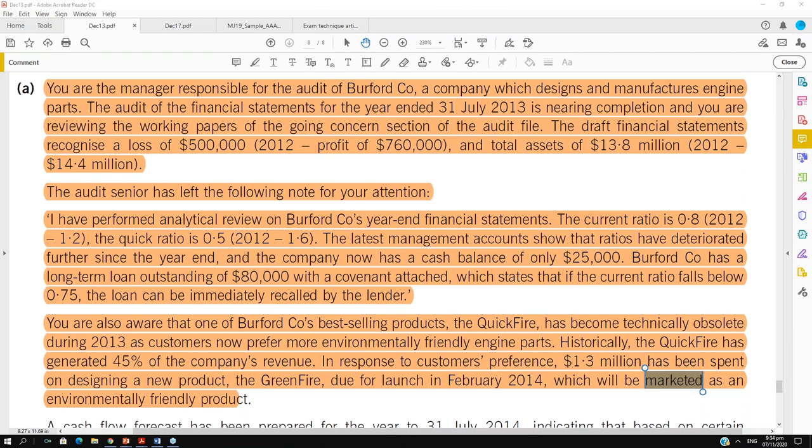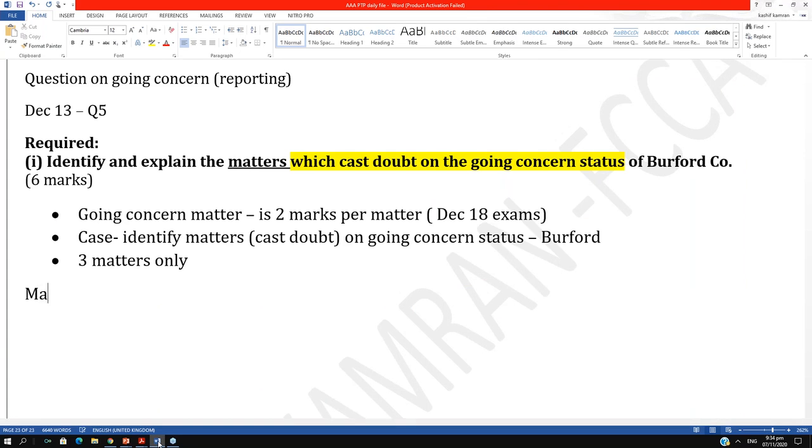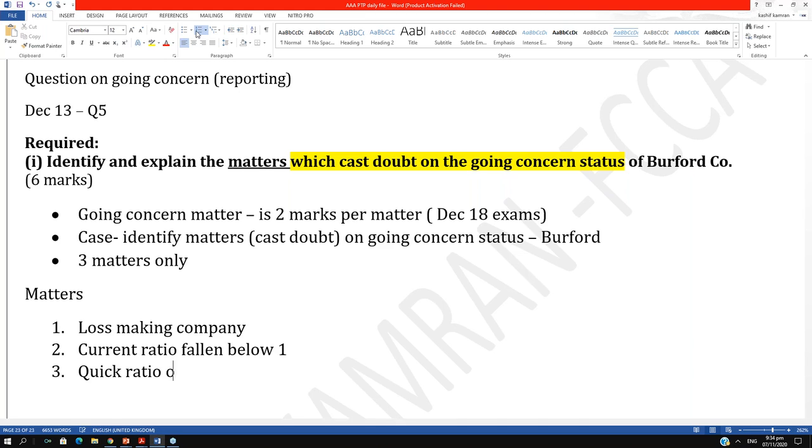So I hope you have found the matters and you agree with me. If we can reconcile the matters, everyone. The first matter, which all of you must have identified, is a loss making company. Agree? Disagree? The second matter is the current ratio, fallen below 1. The third point is the quick ratio of 0.5. And the question tells you they have deteriorated further, right?